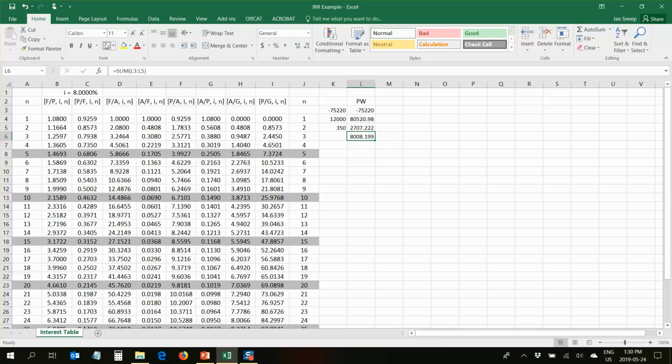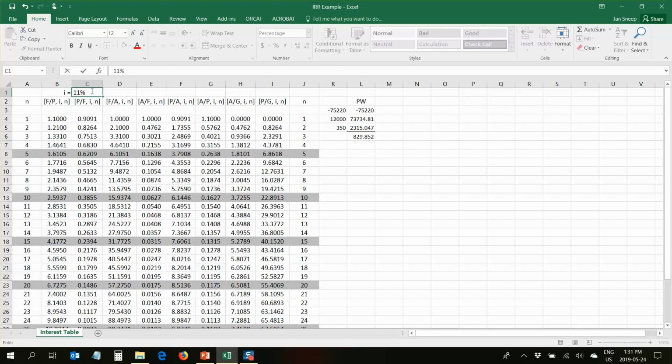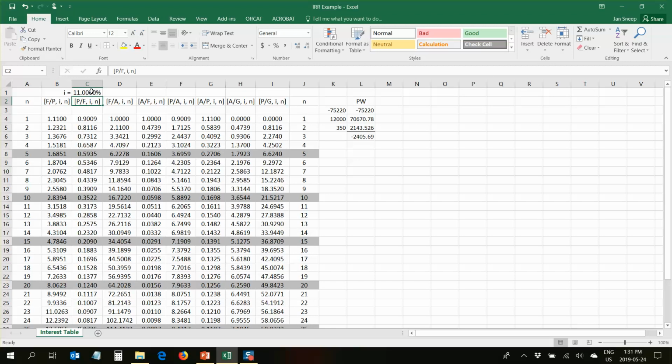So it's a positive number. It's obviously not 0, so our interest rate is not correct. So we just trial and error. So let's start and let's say 9. Oh, it's moved it closer to 0 by going to 9. Okay, so let's try 10. Yep, it's getting closer to 0, so we're moving in the right direction. Let's try 11. Oh, it's gone negative. So that tells me right away that the interest rate we're looking for is somewhere between 11% and 10%.